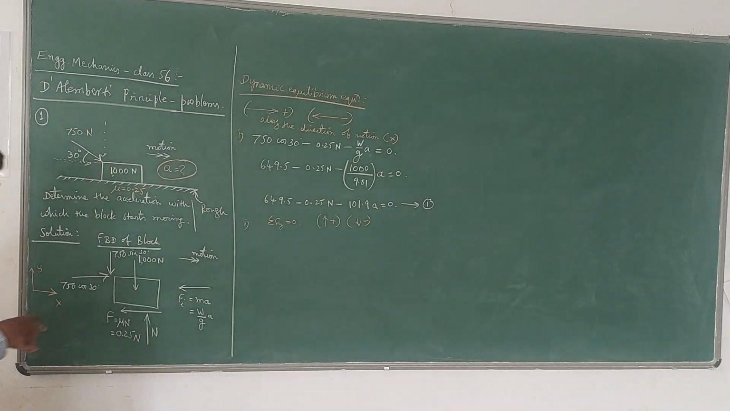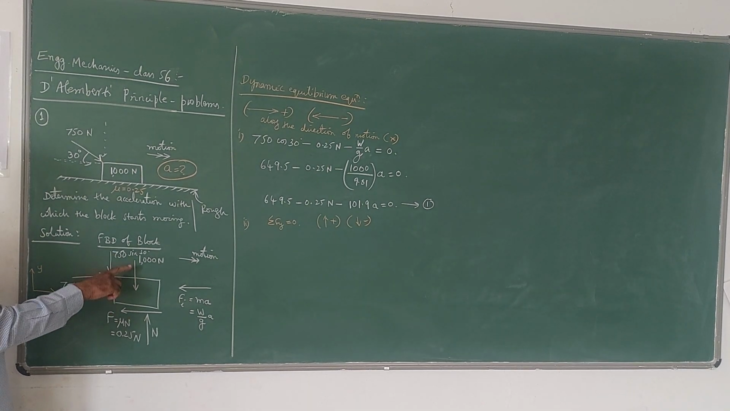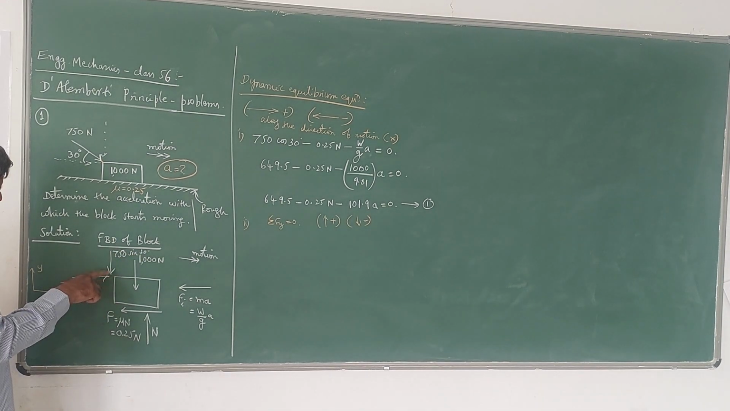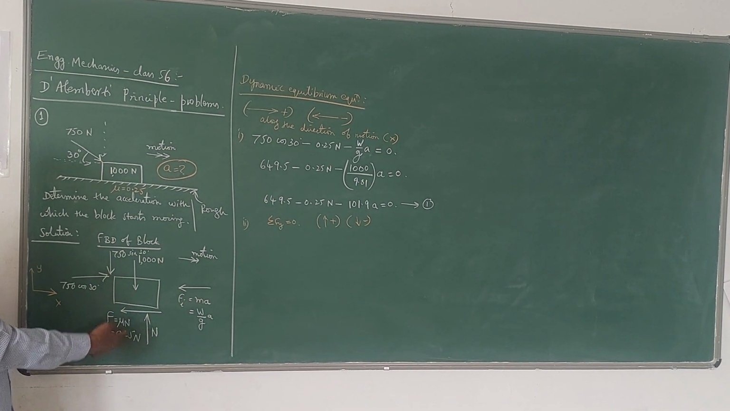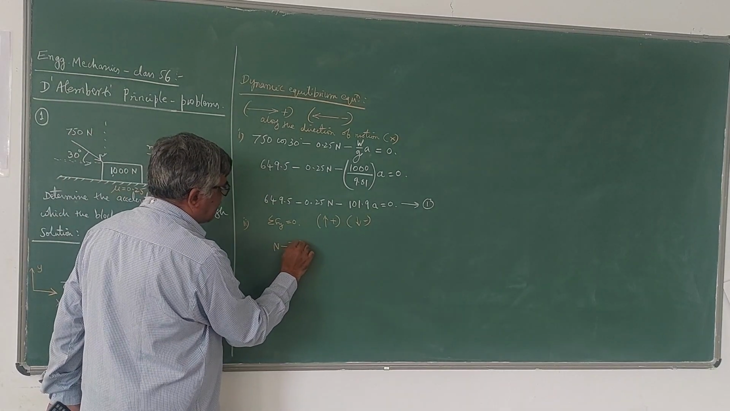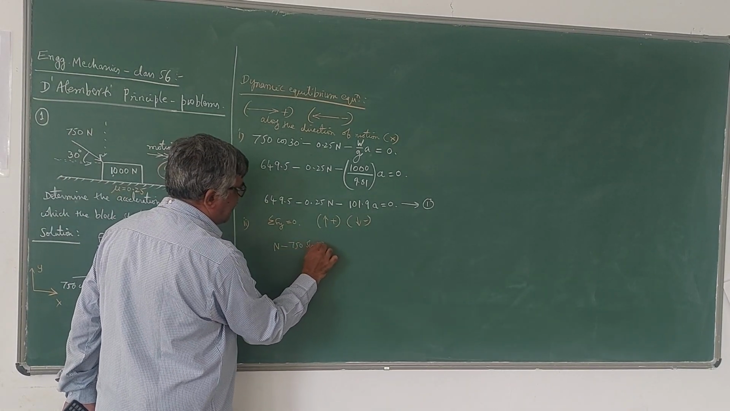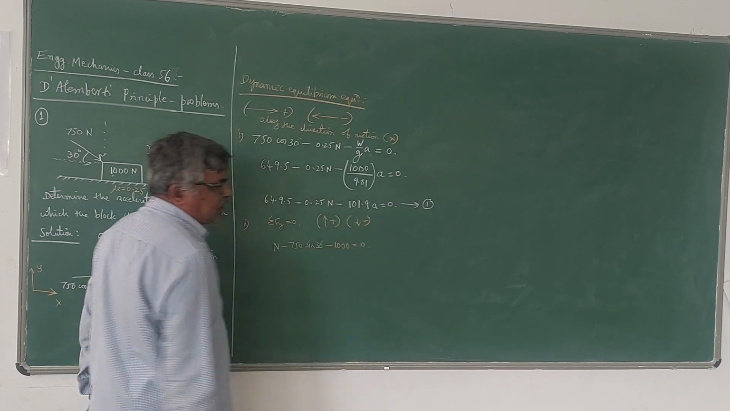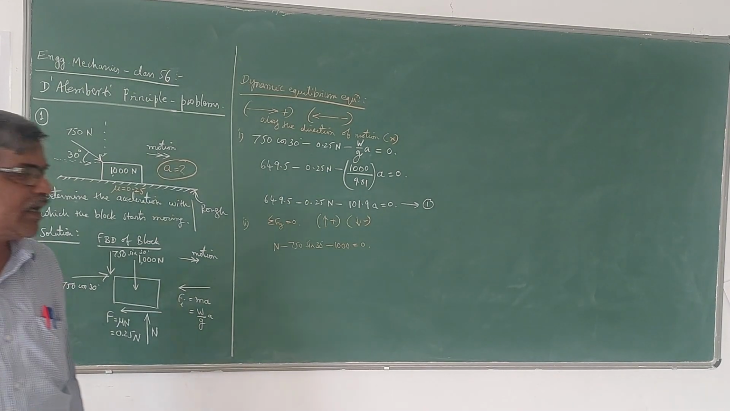If you see the diagram, this 1000 Newton is acting downwards, so it is minus. 750 sin 30 is also acting downwards, that is also minus, whereas N, the normal reaction, is acting upwards, that is positive. So N minus 750 sin 30 minus 1000 is equal to 0.